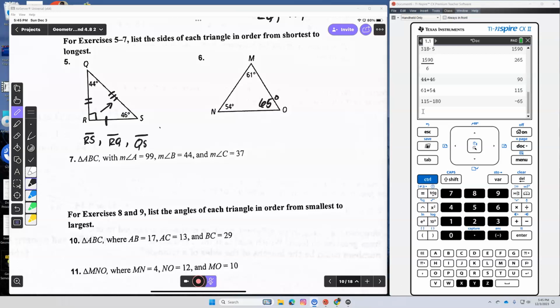I know that angle N is 54, angle M is 61, and when you add them, you get 115. So to find angle O, it's going to be 65 by subtracting 180 minus 115. So here is the largest angle. This is the longest side, opposite the largest angle. The next largest angle is M, so opposite is this side. That's the next longest, and then the shortest is this one. So the shortest side is MO, the next side is going to be NO, and then the longest side will be MN. So I listed from shortest to longest.